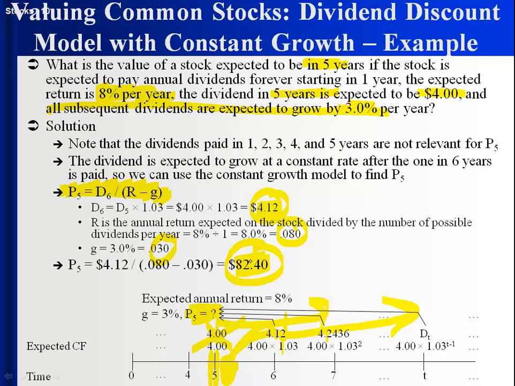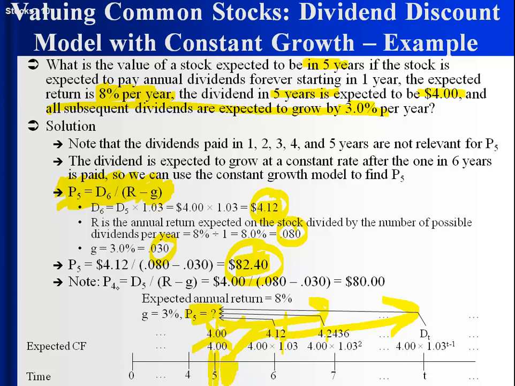So you want to be real careful not to simply say 4 divided by R minus G, because the $4 is the dividend in 5 years and you need the dividend in 6 years. So you want to set your plan, identify what you have, and then go about incorporating what you know. You got R and G. You don't have D6, but you have D5 and G, and that's how you can go ahead and approach a problem like this.